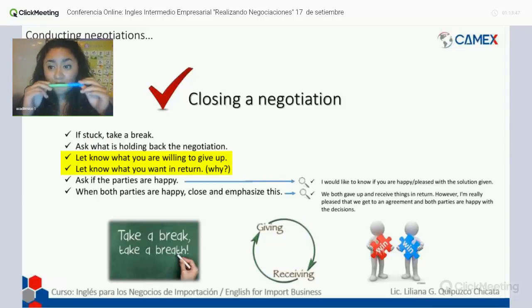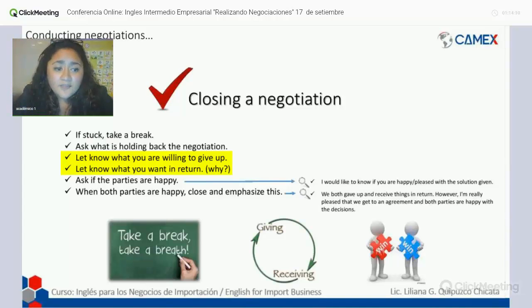So maybe he can say to you, or she can say to you, I'm going to give you the 90 cents per pen, but I want you to pay me all in advance. So you know that maybe you are not comfortable or you are not able to do that. So maybe you can say, hey, I'm not able, so let's just keep it at $1, so you don't waste time.